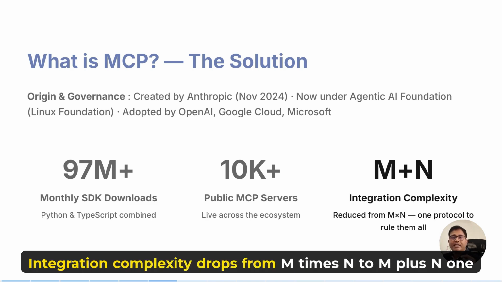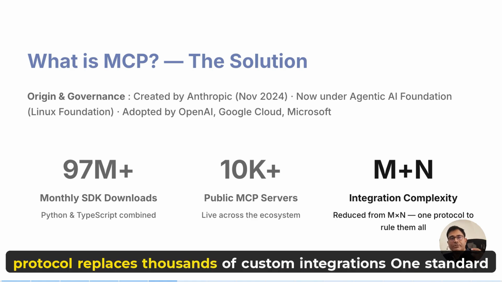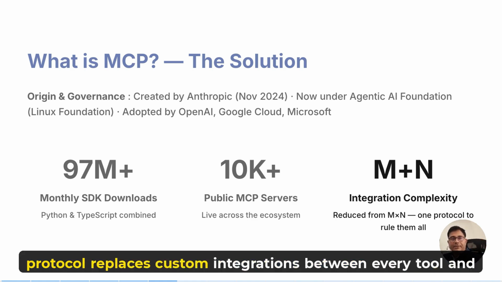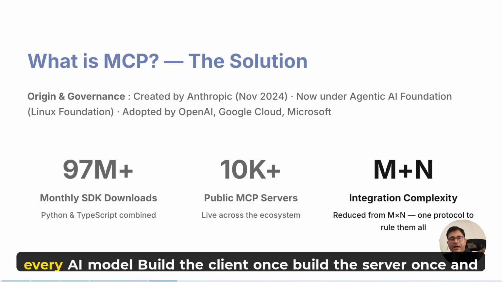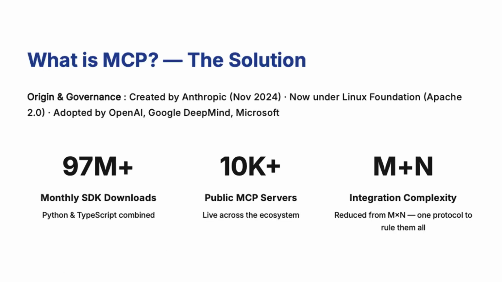Integration complexity drops from M times N to M+N. One protocol replaces thousands of custom integrations. One standard protocol replaces custom integrations between every tool and every AI model. Build the client once, build the server once, and everything just works.